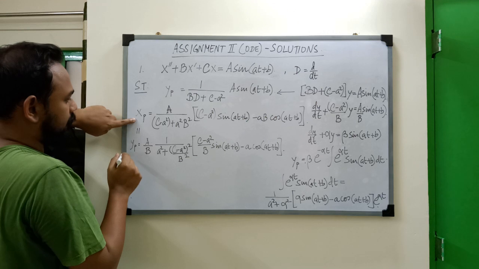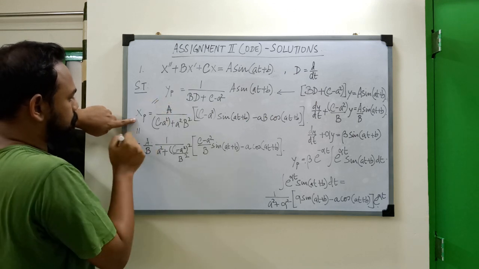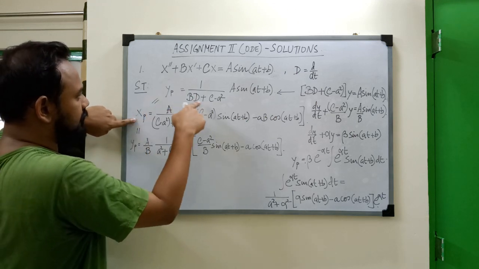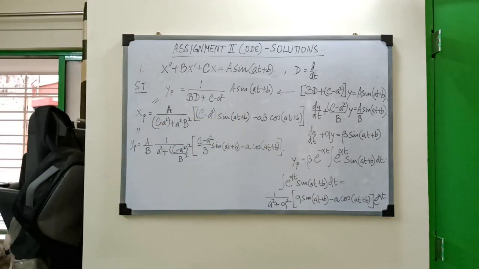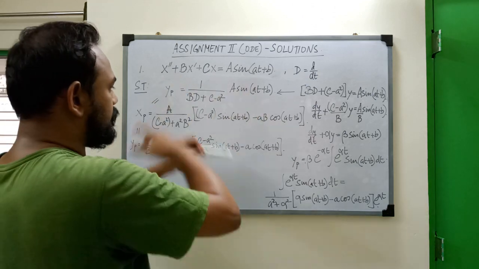So therefore, xp is yp is this. And that's what we had to show. We had to show that xp is this. Okay, I hope it's clear. It's a roundabout way of doing it.